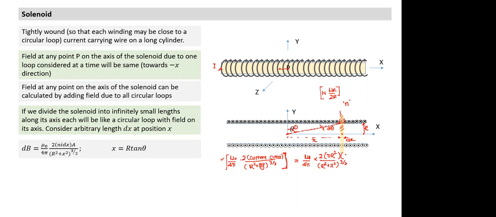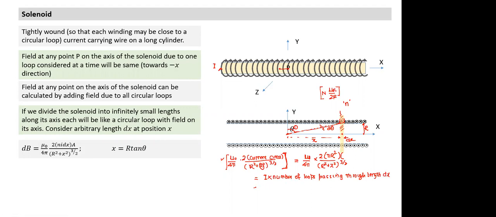Not clear, is it? So current will be equal to I times the number of loops passing through length dx. Does it make sense? What will the current be equal to? I into the number of loops passing through length dx. Disha, can you write this term now?